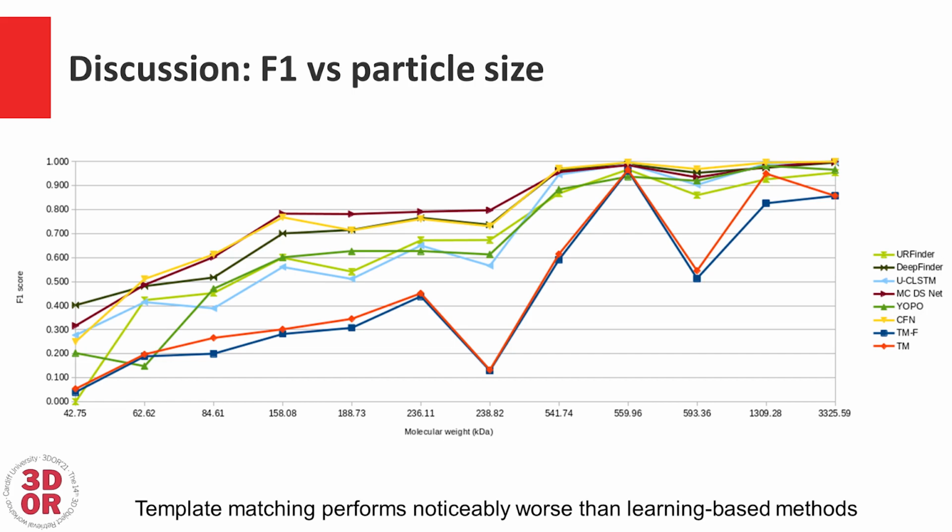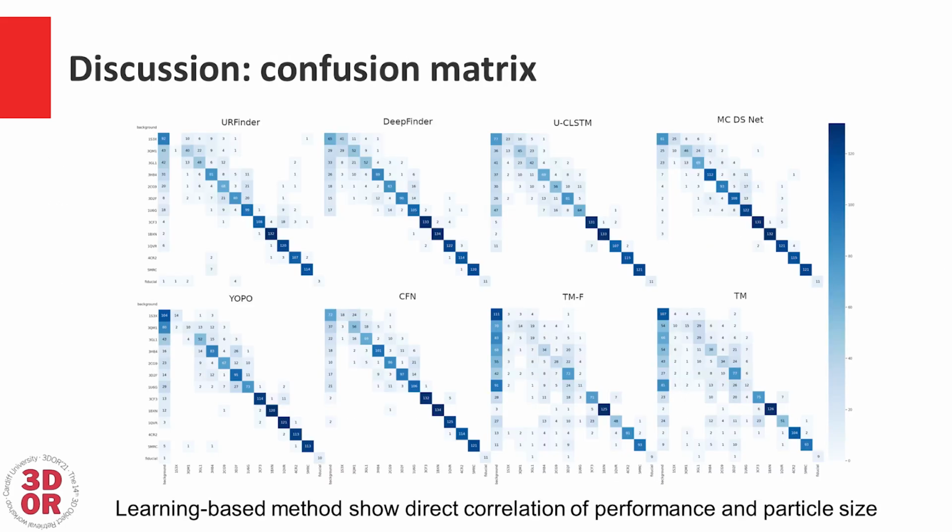For example, the jump at 560 kilodaltons is Rubisco, an enzyme that helps plants with photosynthesis. It has very distinct four-fold symmetry, and we believe this explains the sudden jump in performance. On the other hand, the other two sudden dips in performance are from classes that are quite spherical and without distinct features. Another way to confirm this correlation between size and performance is with confusion matrices.